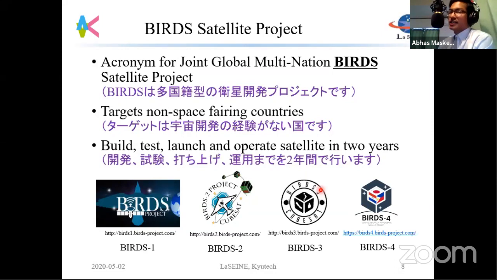The Birds Satellite Project is a project that we are doing right now in QTech, in Kyushu Institute of Technology. It's an acronym for Joint Global Multinational Birds Satellite Project. It targets non-spacefaring countries. Basically, the idea is to build, test, launch, and operate a satellite in 2 years. 2 years because a master's degree student could be 2 years, right? So we want to start when he starts his master's and finish when he or she finishes his or her master's. So far, we have gone through Birds 1, Birds 2, Birds 3.